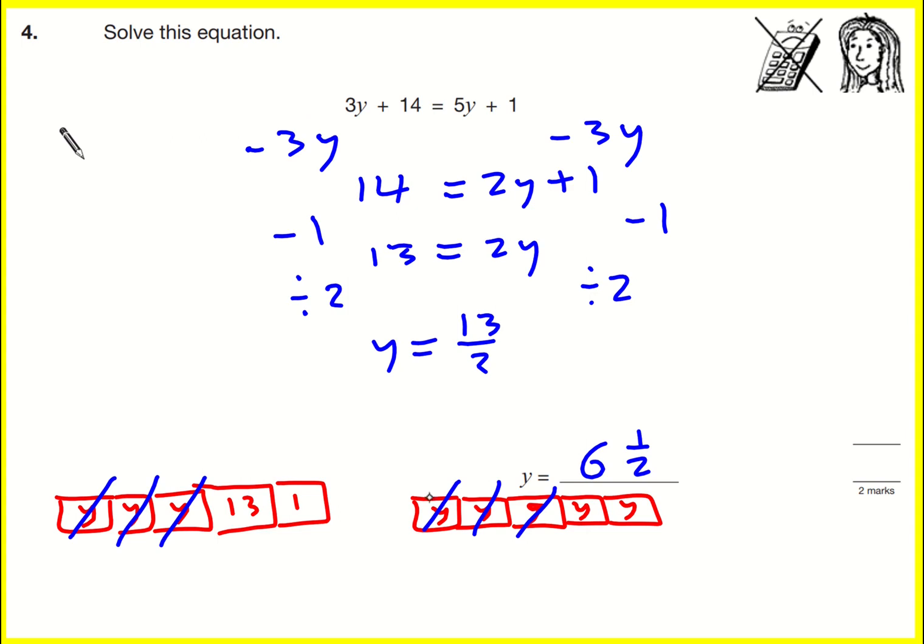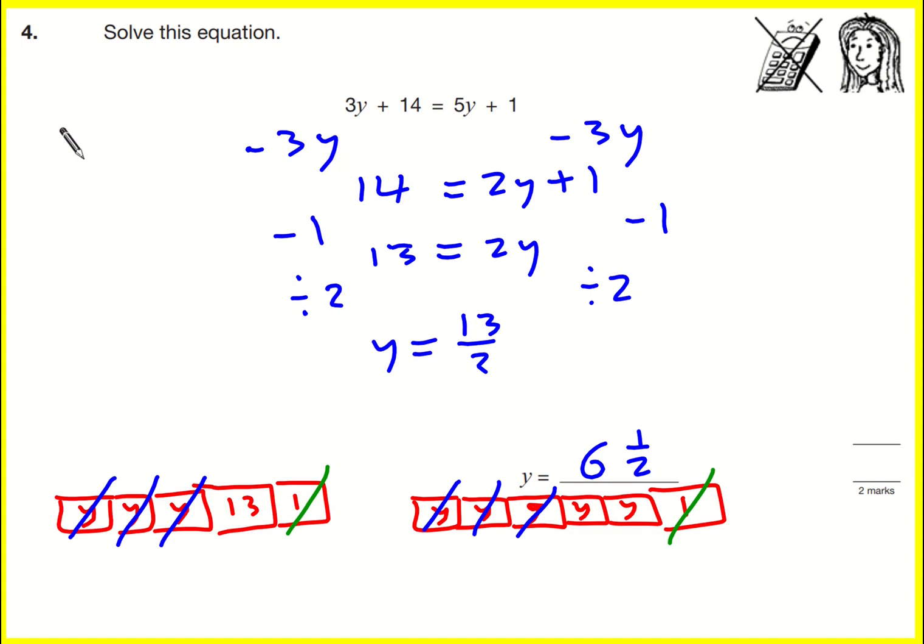So I'm left with 14 equals 2y plus 1. I actually forgot about the 1, sorry. So what we can then do is cancel out the 1's because they're balanced, and that leaves me 2y equals 13. I just then need to split it.